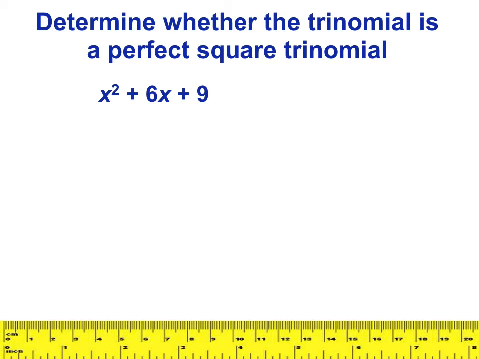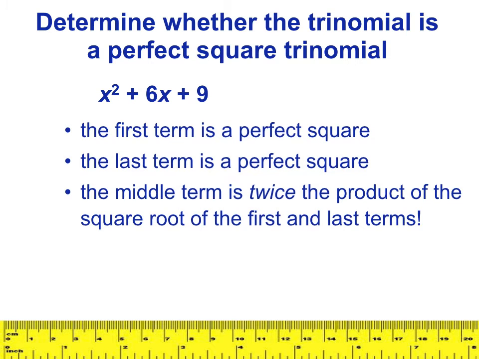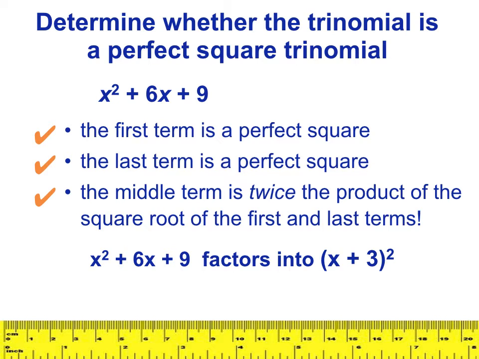Here we're asked to determine whether a trinomial is a perfect square trinomial. And here's the criteria that we're looking for. So let's go through it as a checklist. Is the first term a perfect square? How about the last term? Now when you take the square root of the first and the last term, x times 3, you get 3x. If you double that, do you get the middle term? Therefore, this trinomial is a perfect square, and it factors into a binomial squared, namely x plus 3 quantity squared.